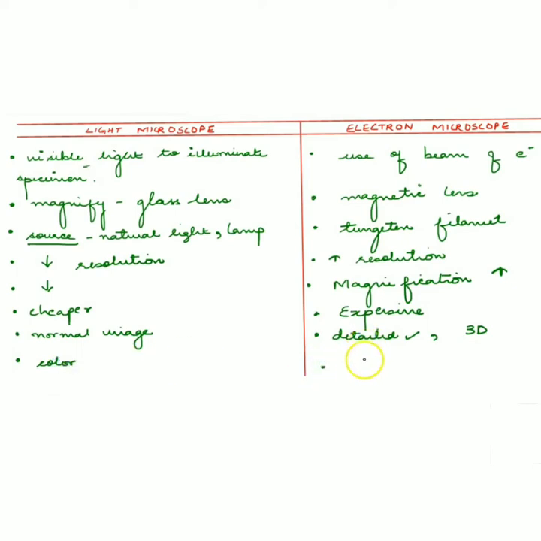In case of light microscope, the color we see may be different due to the use of a variety of stains, whereas in electron microscope, only black and white images are found.